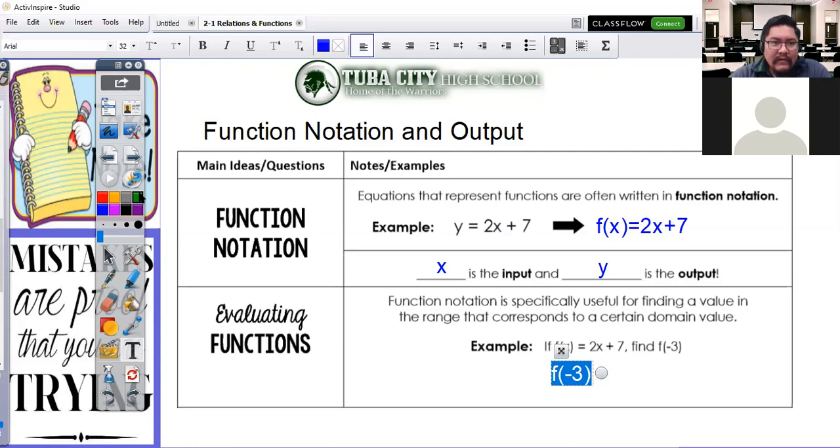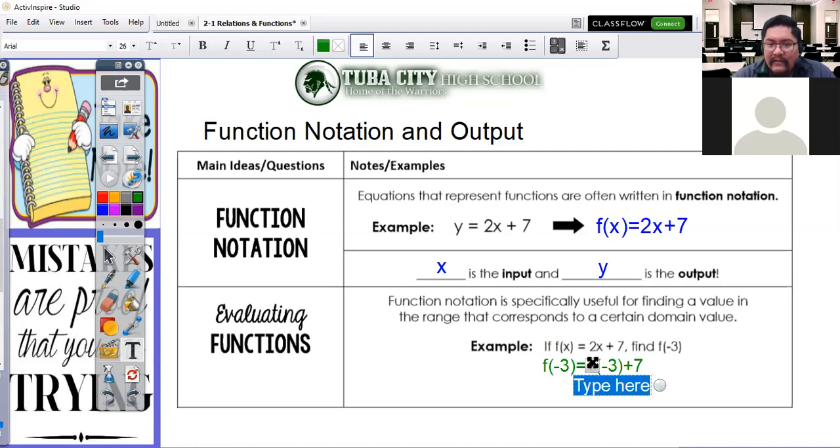Wherever I see x, I'm going to place negative 3 there. So this is going to be 2x, but instead of x again, we're going to replace it with negative 3. So that should be the same thing here. And now we can evaluate it. So go ahead and put this here.